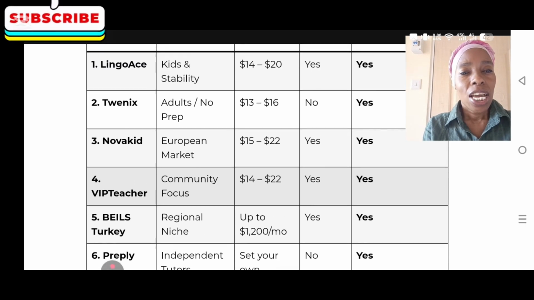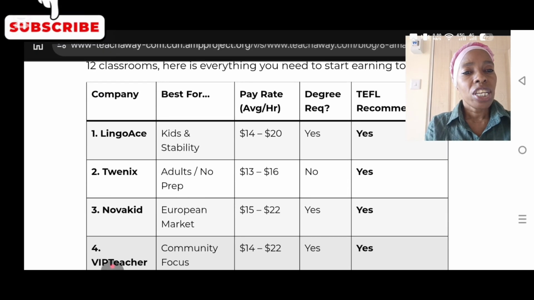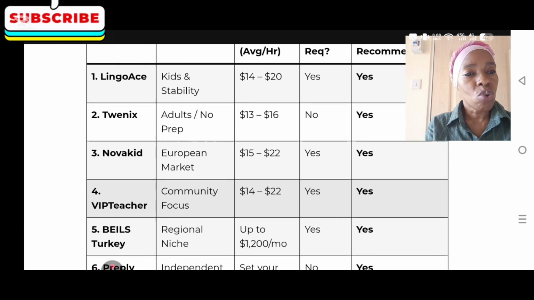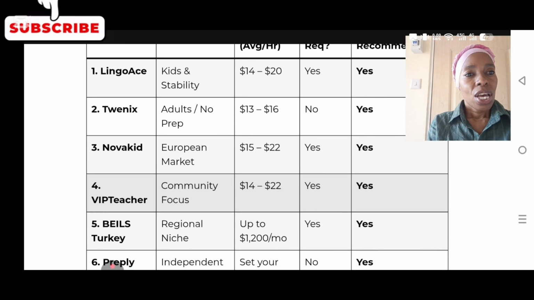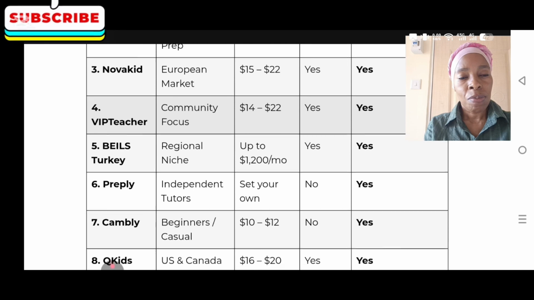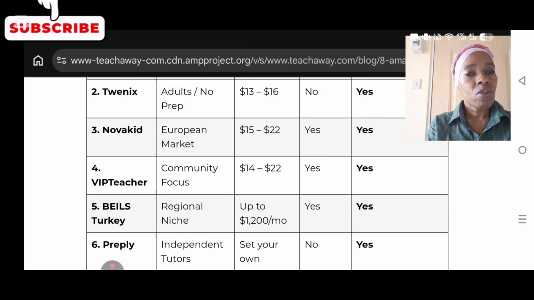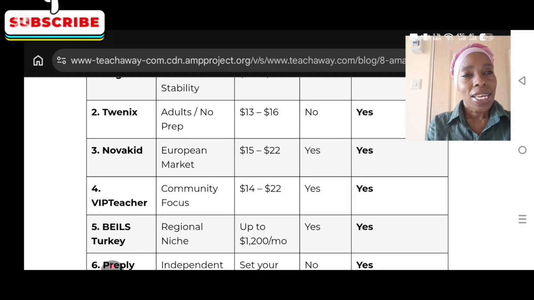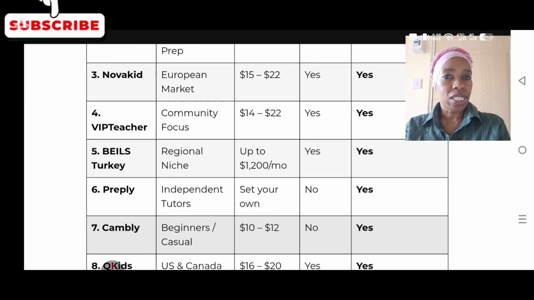Then we have NovaKid. Its target is basically the European market. You are going to be paid around $15 to $22 per hour. The degree is required, yes, you need to have a degree, and of course you also need to have your TEFL certificate. VIP teachers, it's community based. You're going to be paid around $14 to $22. Yes, they expect you to have a degree, and yes, they also expect you to have a TEFL certificate.